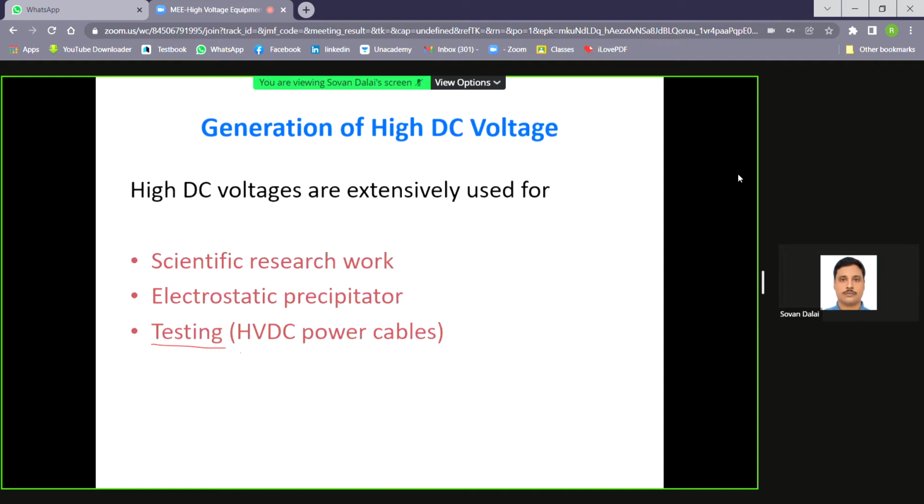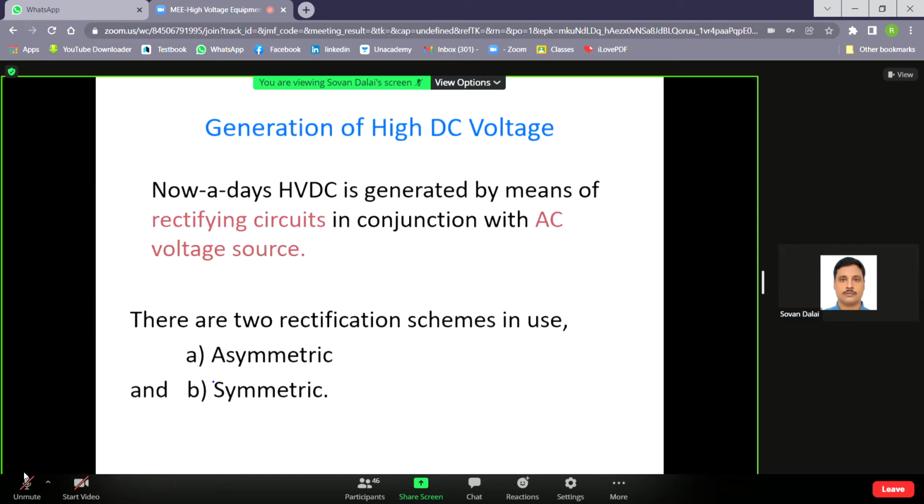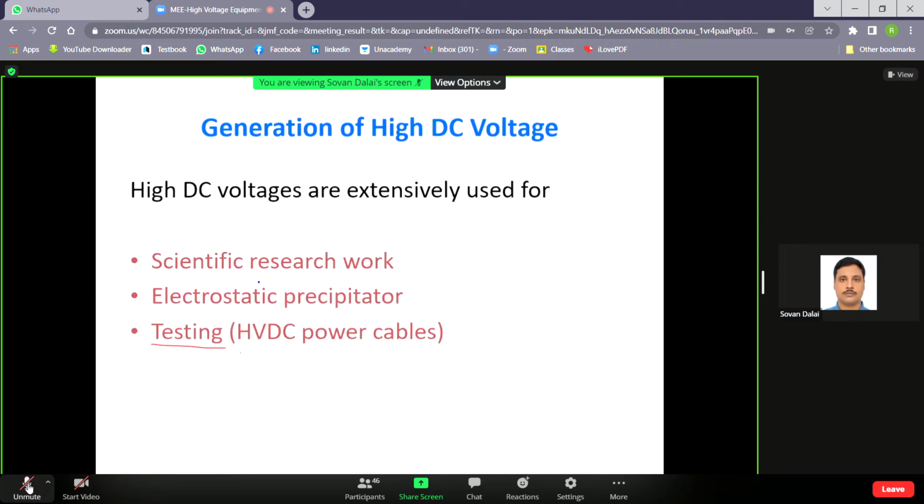Okay. And for other purposes also high voltage DC is required, for research work, and these two reasons are applicable for high voltage AC, high voltage DC, and high voltage impulse generation. These are the two major reasons. First one is the testing of high voltage equipment, and second one is scientific research work.